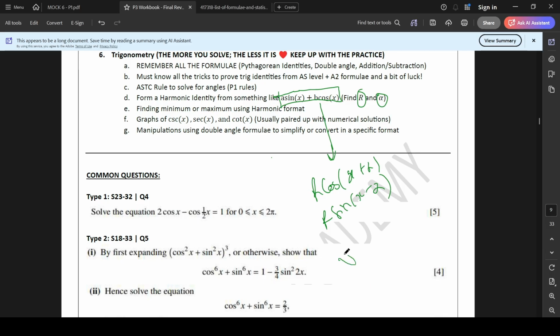R is found with the help of the square root of a square plus b square. This is the formula for your R, and alpha is always tan inverse of the magnitude of b over a. Even if one of the values is negative or positive, you always take the magnitude, divide b by a and get the value of alpha. So if you're aware of this kind of technique, that is what I was talking about for the harmonic identity. You should have this on your fingertips. The next pointer is, how do you find the minimum or the maximum value using the harmonic format?